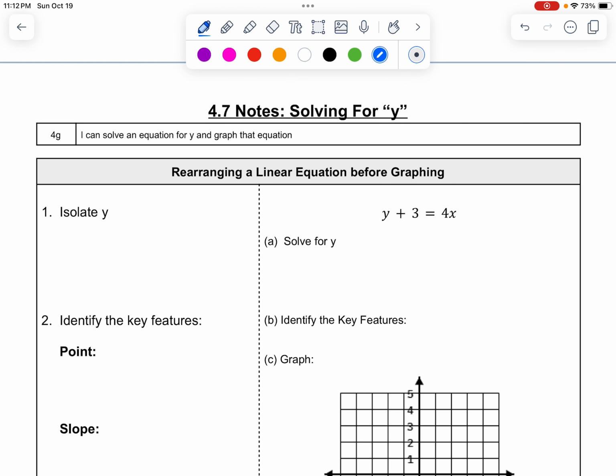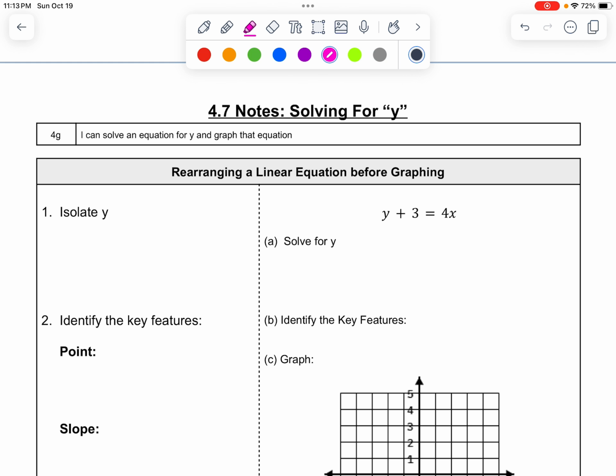Hi everybody! In today's video, we're going to be using our solving skills to learn lesson 4.7, which is all about solving an equation for y. So normally when we solve an equation, there's only one variable in the equation. We only have the x's or we only have the m's. Today we're going to be working with equations that have both x's and y's.